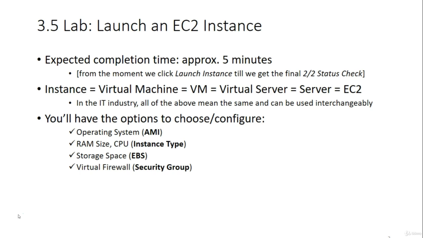So you have the option, while you launch an instance, to choose your operating system through AMI, RAM and CPU through instance type, storage space through EBS, and you can configure a virtual firewall through security group. So you need to remember AMI, instance type, EBS, security group. All these will be used in this section. And we have already discussed all of them.